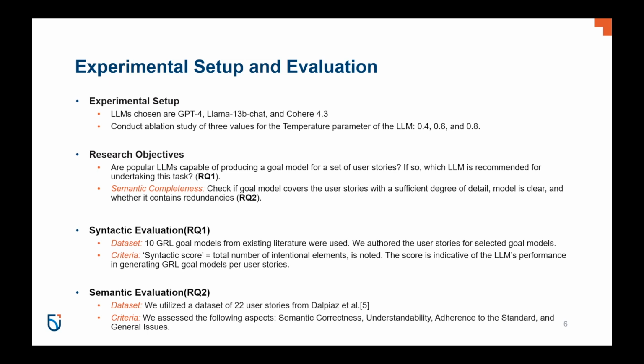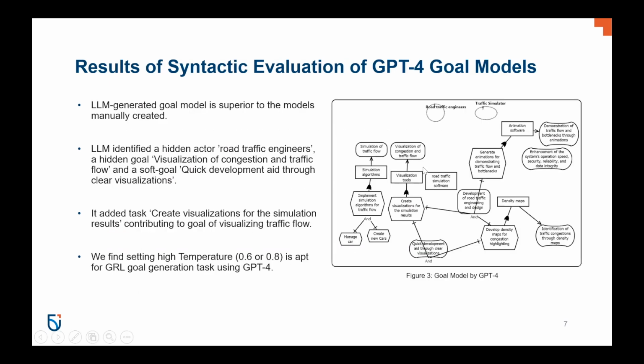Now, let's go over the syntactic evaluation of the GPT goal model. So the goal model shown here is for the user story shown in the motivational example, and the syntactic score is 35. On the other hand, the syntactic score of the manually generated goal model is only 12. This is because the LLM identified many hidden actors, such as road traffic engineers, and many hidden goals. It also created tasks such as create visualizations for the simulation results that contributed to higher syntactic score.